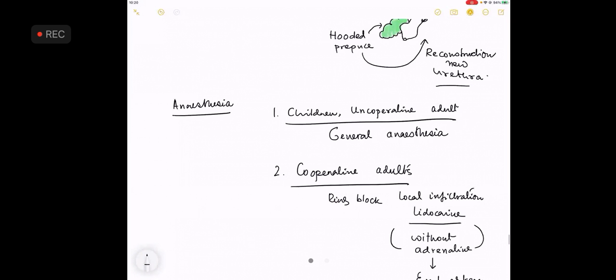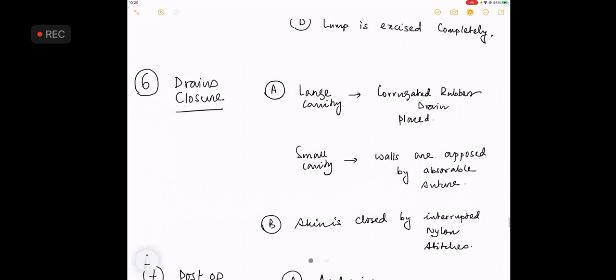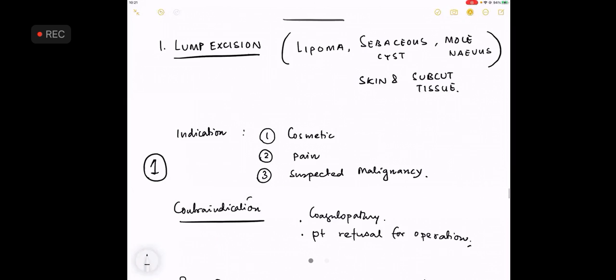So this is a very common operation called circumcision. Any queries, please ask me now before we proceed to the next operation.